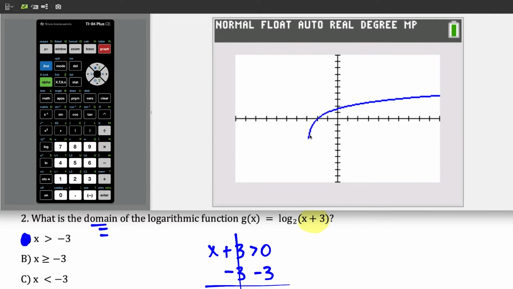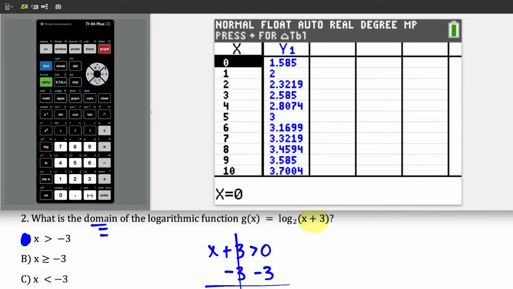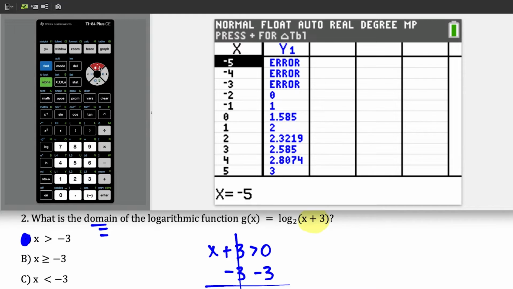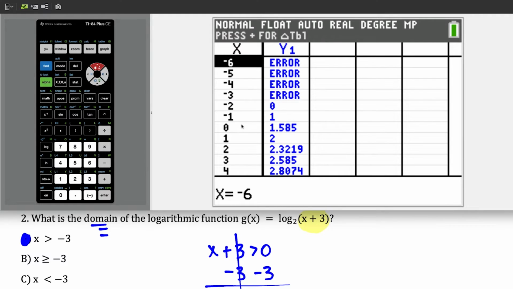So the graph exists for all values of x where x is greater than negative 3. If we press second graph and go to the table, notice that once we get to negative 3, this is where the error is, and we have no values less than negative 3 for the function that work here. Okay, and that's once again because the inside of the log function has to be positive. It can't be 0 and it can't be negative.